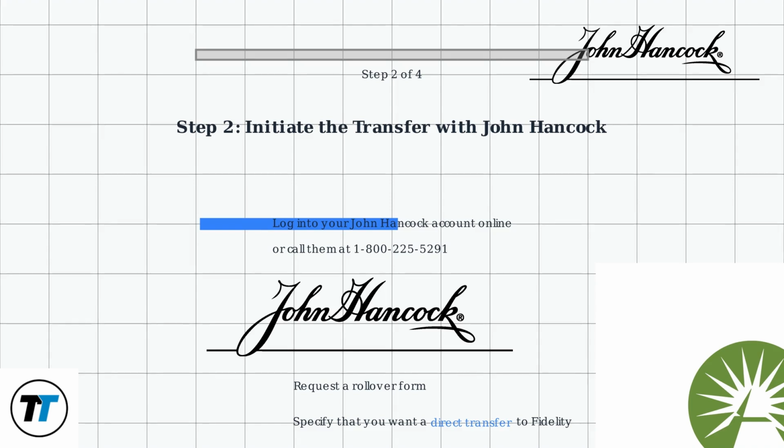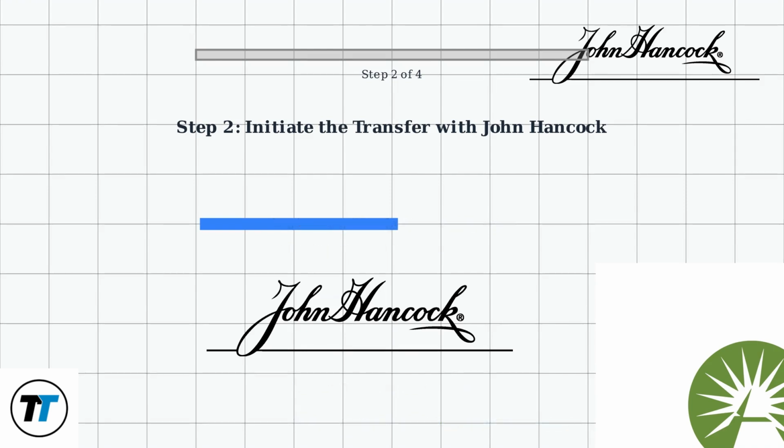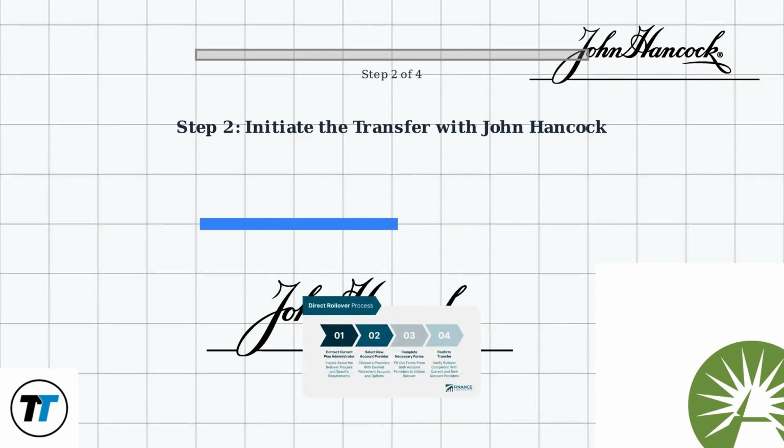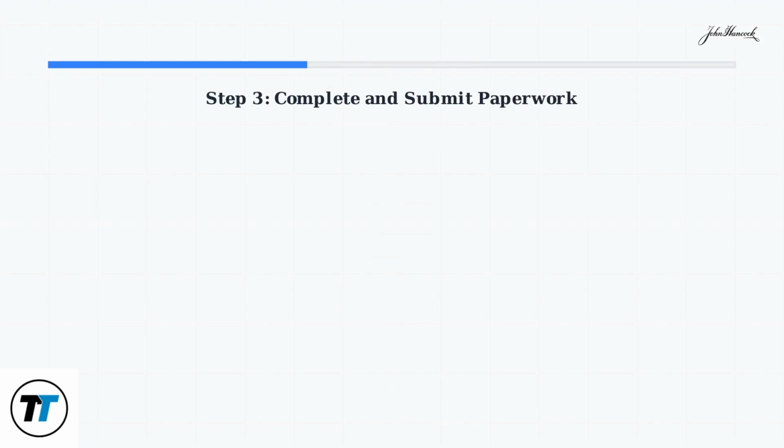Make sure to have Fidelity's routing and account numbers ready to provide to John Hancock. Emphasize that you want a direct rollover to avoid potential tax implications from an indirect transfer. This direct rollover process ensures your funds transfer securely without triggering taxes or penalties. Step 3 involves completing and submitting the rollover paperwork.